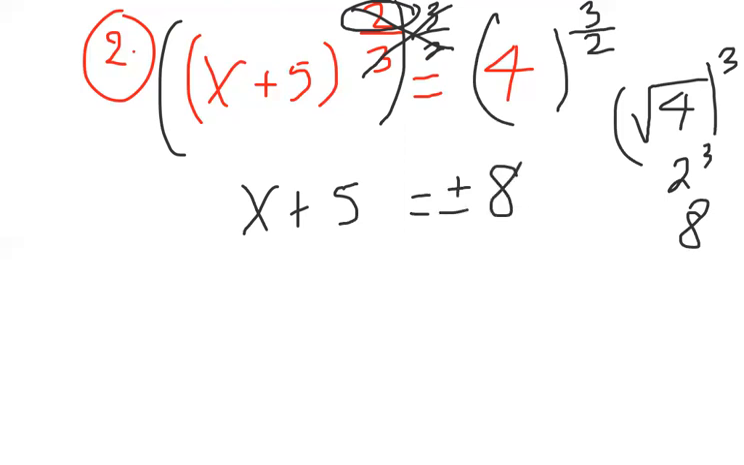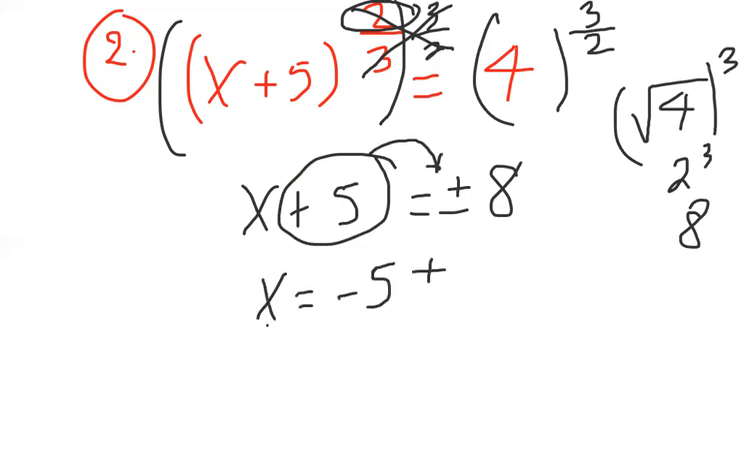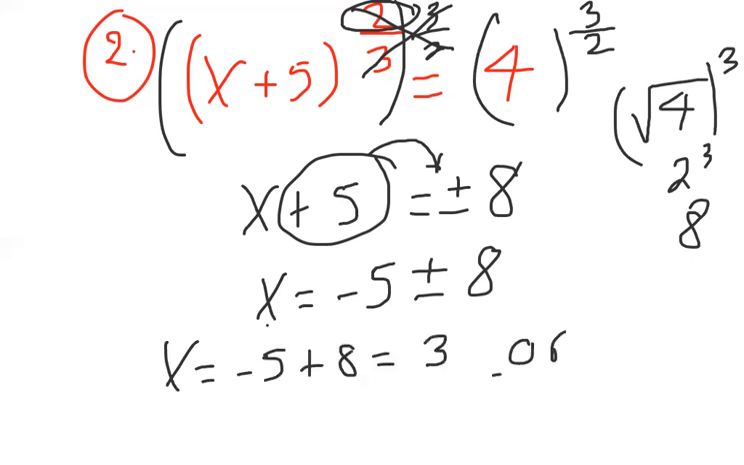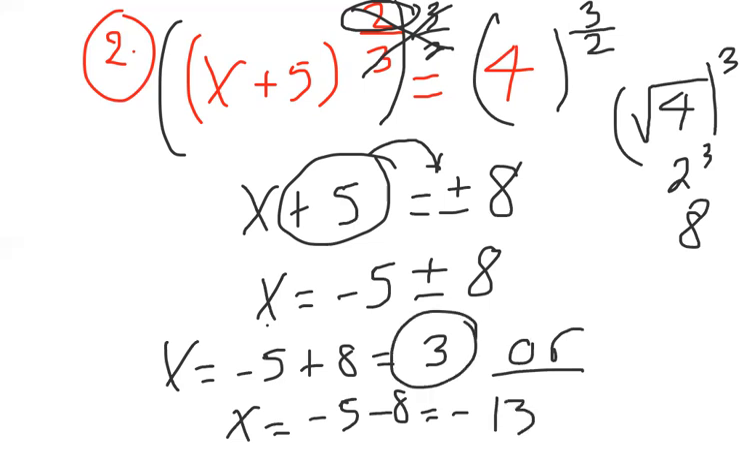Now, it's up to you what you choose to do from here. Personally, I'm just going to work it out as a compound solution by moving the 5 over. So this will become x equals -5 plus or minus 8. So essentially, guys, we have 2 equations here. One of them is x equals -5 plus 8, which gives you 3. And then the other one is x equals -5 minus 8, which gives you -13. So there are 2 solutions to this one.